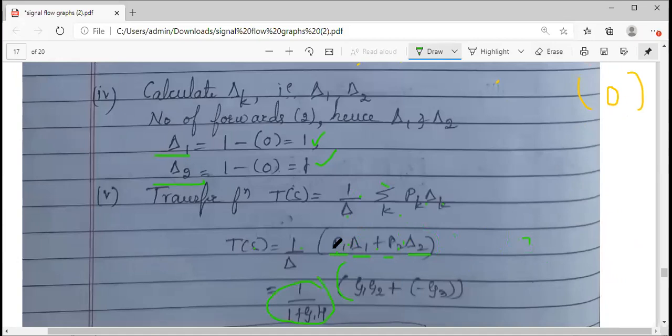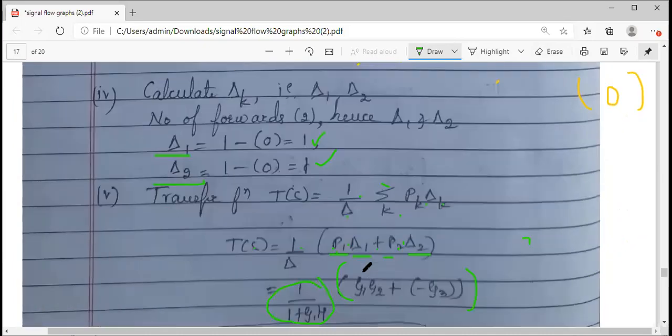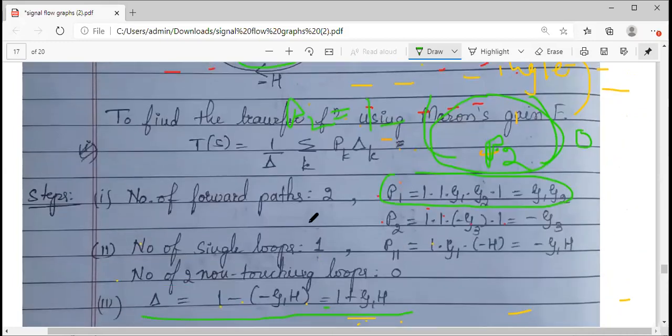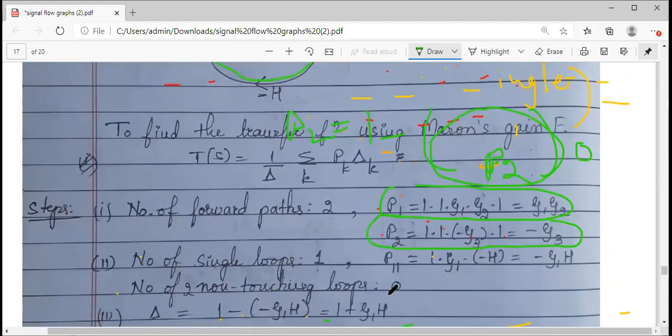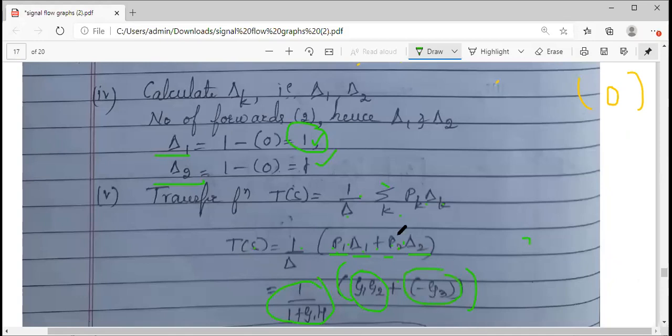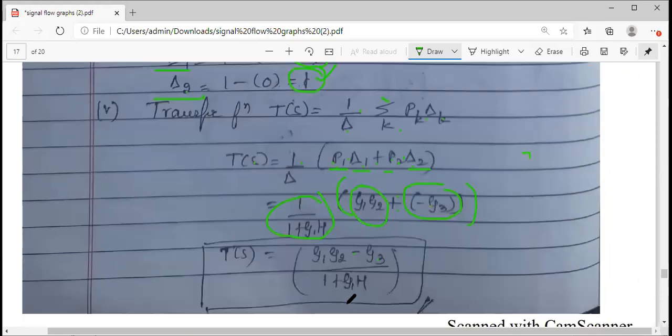And what is P1? P1 is the first forward path. You can check in step 1. P1 is G1, G2. Substitute that G1, G2. What is delta 1? It is 1. So 1 into G1, G2 plus what is P2? P2 is the second forward path, minus G3. Take that minus G3 into what is delta 2? It is 1. Minus G3 into 1 is again minus G3. So just simplify this. G1, G2 minus G3 divided by 1 plus G1H. So this is your transfer function.